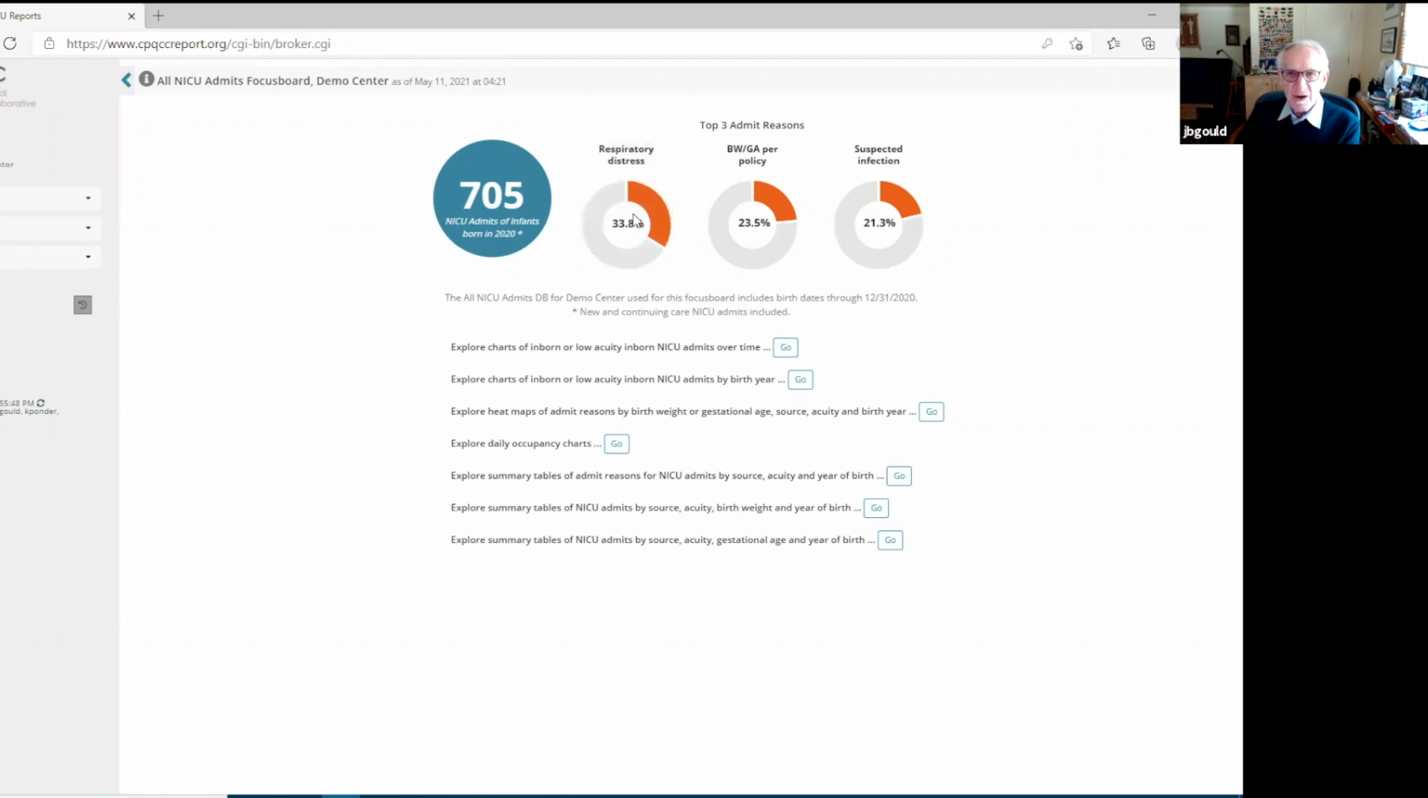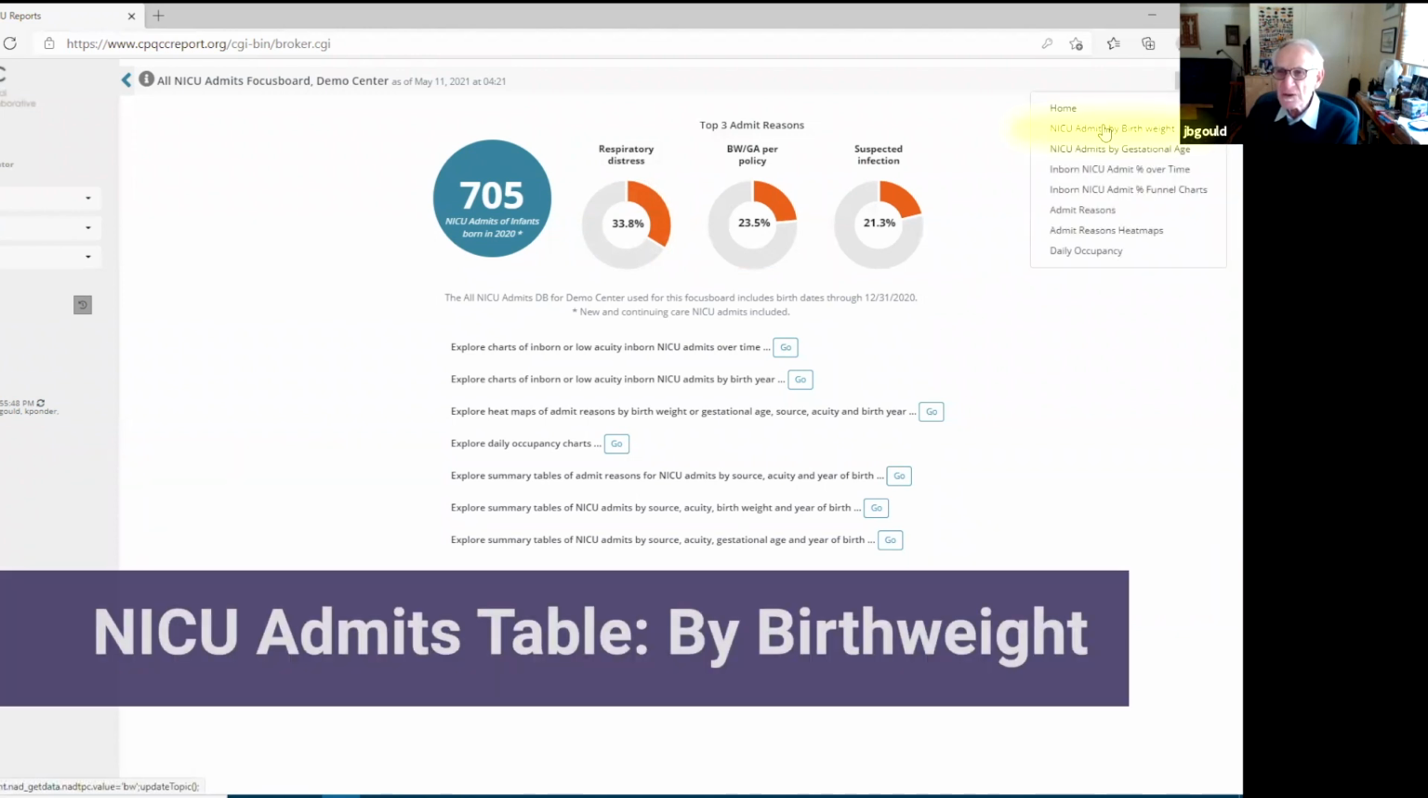And if you click on it, you'll see more details that their top admission reason for all of the babies in their NICU was respiratory. So you can get a quick picture of, oh, here's how many kids we admitted, and here's the top 3 diagnoses. Now, if we go over to here, the first thing we can look at is NICU admits by birth weight.